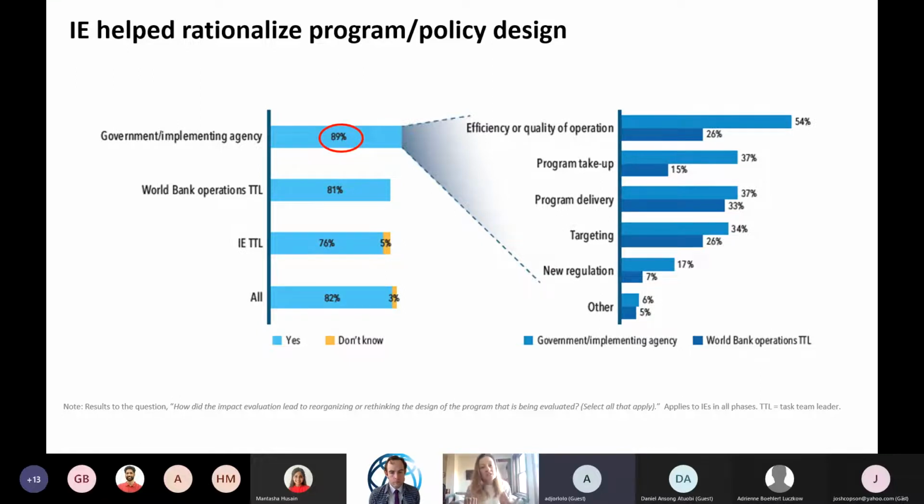The first one could be efficiency of the operation, program take-up. Are we sure that people are going to participate? How can we make sure that they participate? Are we sure that we're delivering the program correctly? Are we targeting the right people, etc.?